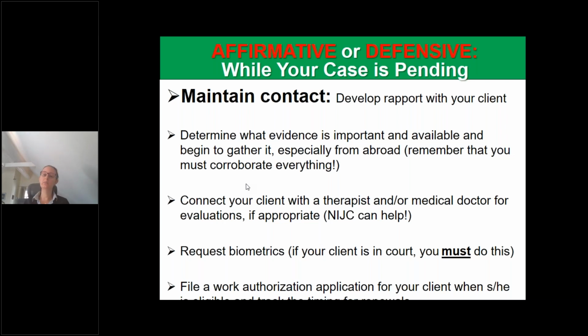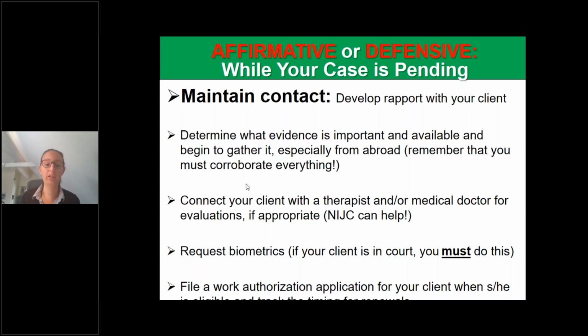If your client is in immigration court, you're going to have to request a biometrics appointment. You are responsible for setting up a biometrics appointment for your client in immigration court. And you can reach out to us and we'll explain that process to you. But it can take time to get an appointment, so doing it early is best. If your client is at the asylum office, USCIS will automatically schedule them for a biometrics appointment.